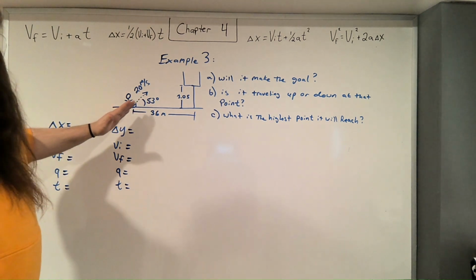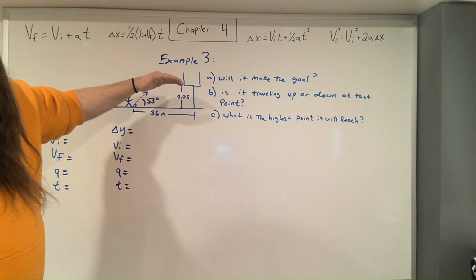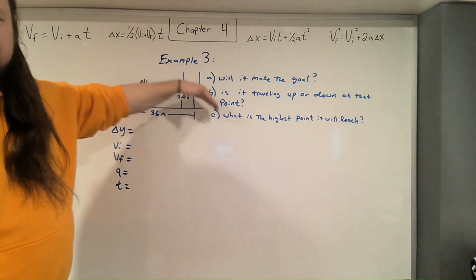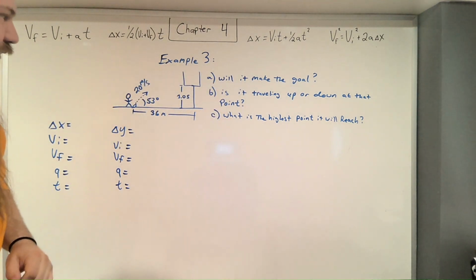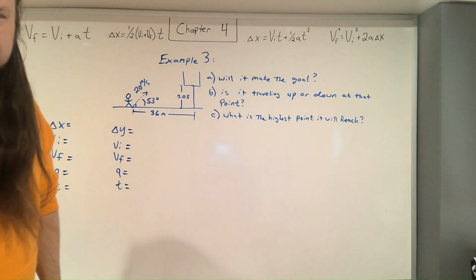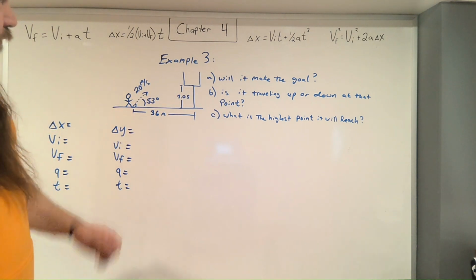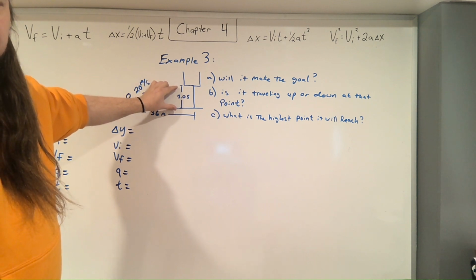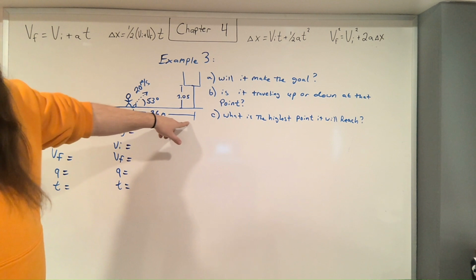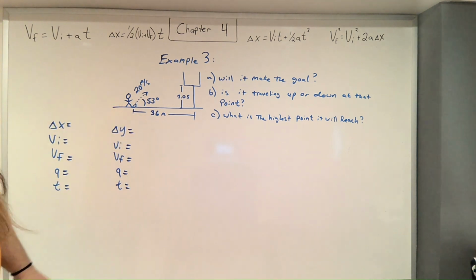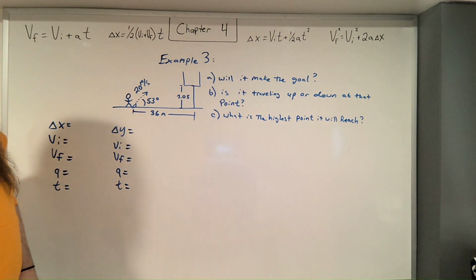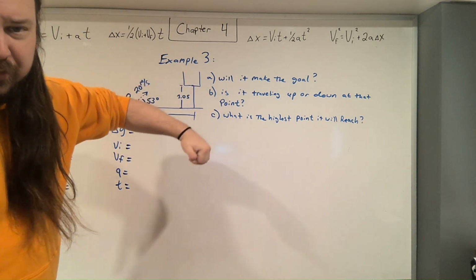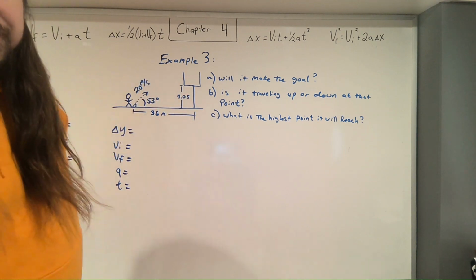We know that football is going to travel upward in an arc, and it'll come back over here near the goalpost. Now, where exactly it's going to end, I don't know. Is it going to go through the goal? Is it not? That's actually question A, will it make the goal? Now, the goalpost is 3.05 meters tall, and the kicker is 36 meters away from the goalpost. So that's our first question, is will there be enough height to make it through the goal, or will it fall short of the goal?